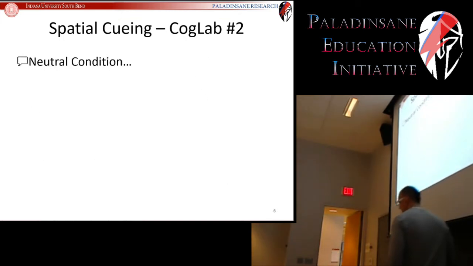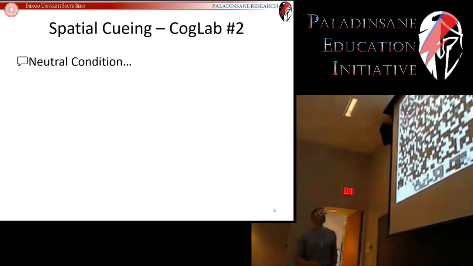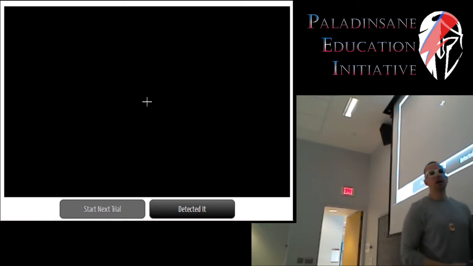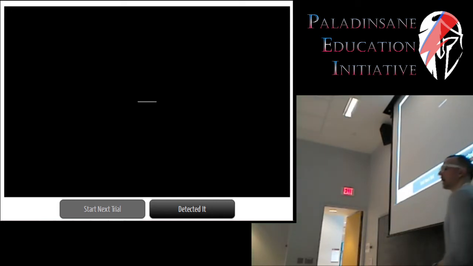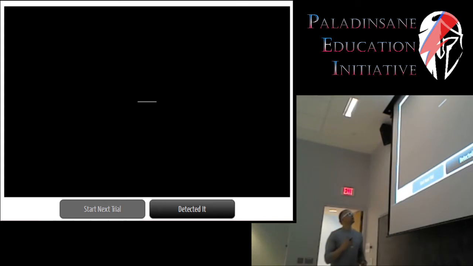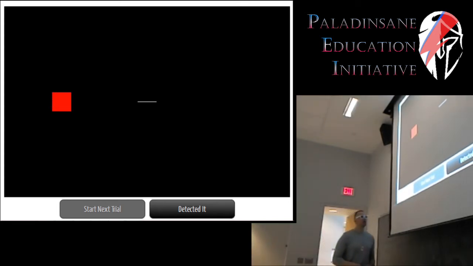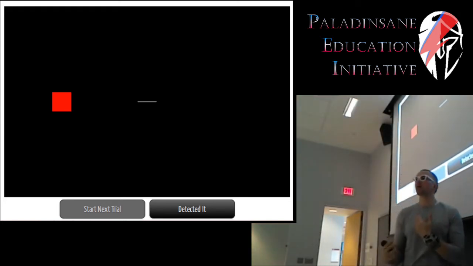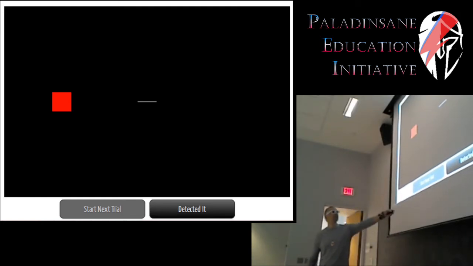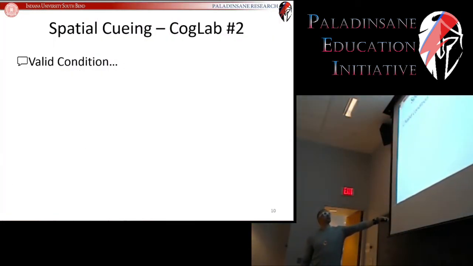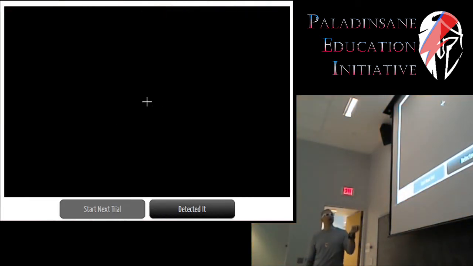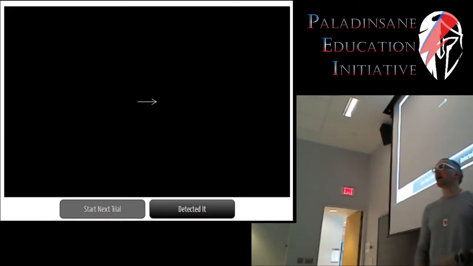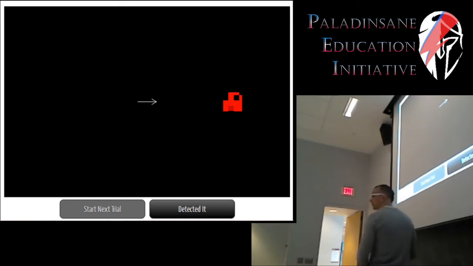All right, so let's take a look to refresh your memory what this looked like. So the neutral condition, you would see a fixation point in the center. You were supposed to look at that. It would change to a flat line, and then at some point after that, a target would appear in either the left or the right, and you would hit detect as soon as that target appeared, and it would record how quickly you were able to detect that target. In the valid condition, which occurred 80% of the time when there was an arrow, you would have your fixation point, you would see an arrow, the arrow would be pointing to one side, and in the valid condition, that's where the target would occur.